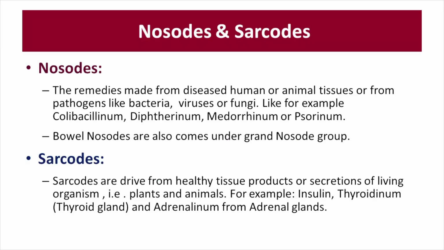Before I start, let me remind you that nosodes are the remedies which are made from pathological specimens, like pyrogenium. Pyrogenium is made from pus, and tuberculinium is made from the tubercular abscess. And same with the sarcodes. Sarcodes are the remedies which are derived from healthy human or animal tissues or secretions, like folliculinum from ovaries or thyroidinum from the thyroid of the sheep.